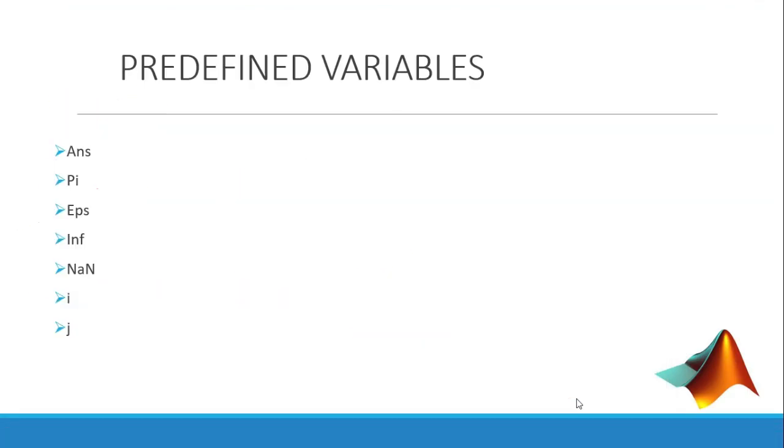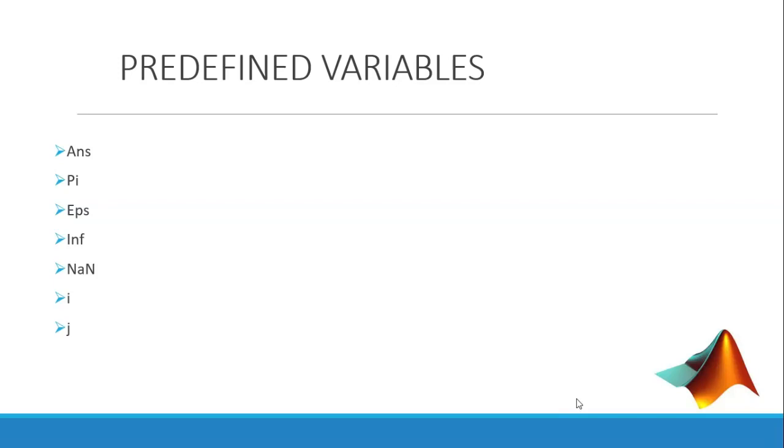So now let's look at predefined variables. What are these predefined variables? In MATLAB, there are a lot of variables which are already defined, and if you want to use them, there is no need for you to redefine these variables again. You can display the values of these variables the same way we display values of a variable that we define.